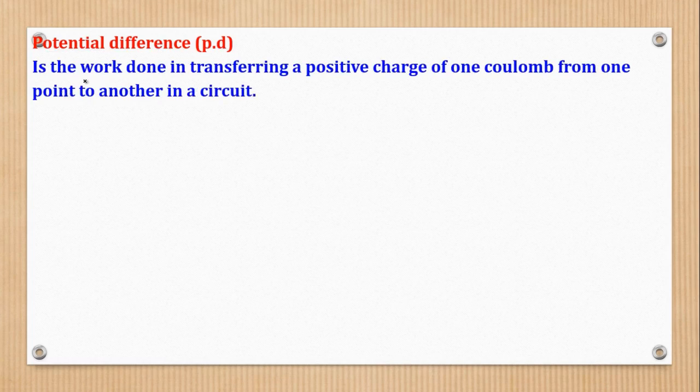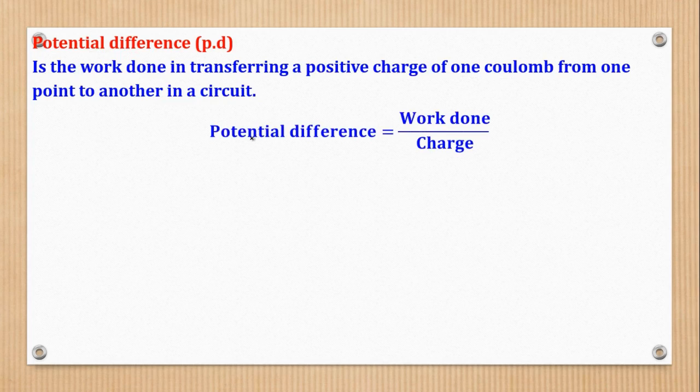So potential difference is the work done in transferring a positive charge of 1 coulomb from one point to another in a circuit. So the charge has to be a positive charge and should have a magnitude of 1 coulomb. So that work done in transferring a positive charge 1 coulomb from one point to another within the circuit is what we call potential difference. Mathematically you can say potential difference is equal to work done over charge.